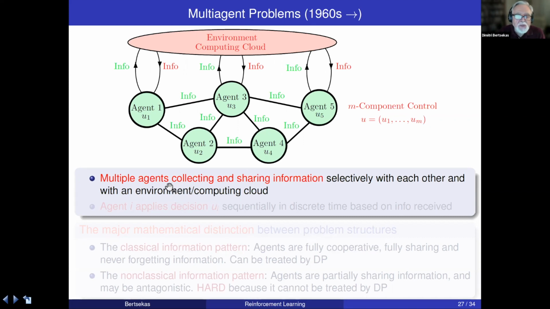Now, these agents collect information from the environment. They share information among themselves selectively. Some agents may communicate with some agents, but not with other agents. And then after collecting this information, at the beginning of each stage, each agent applies a decision, and then it collects some more information up to the next decision, and so on. All of this happens in discrete time, either over a finite or over an infinite horizon.